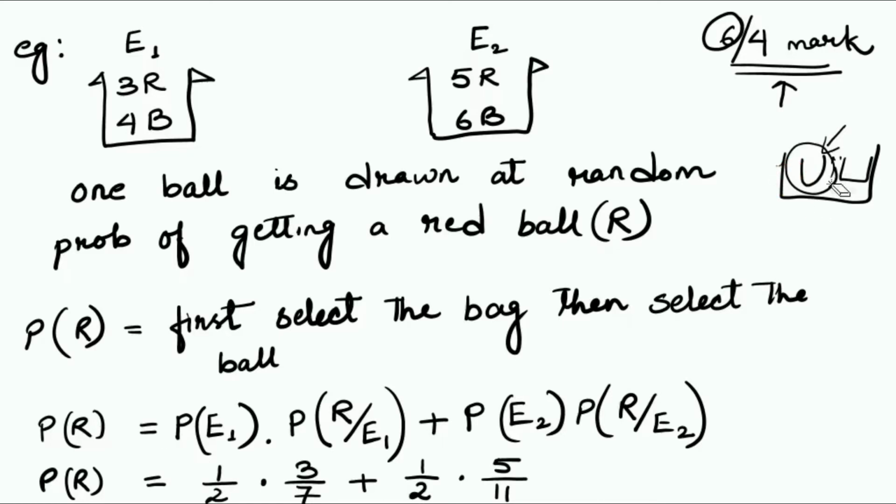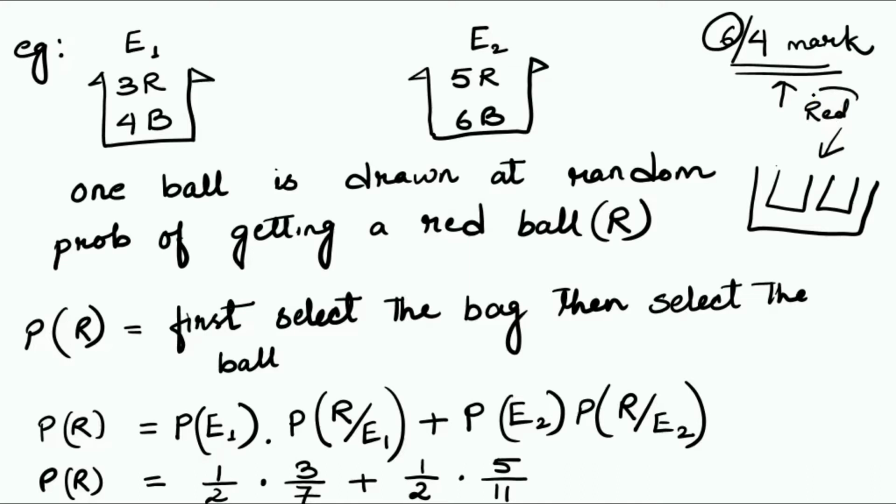If I say from this bucket I have taken out one ball, and that is red, please think nicely. Previously, you were putting your hand in and finding the probability of red. Now I am telling you that I put my hand and I got a red ball. Tell me the probability that it is coming from the first bag.